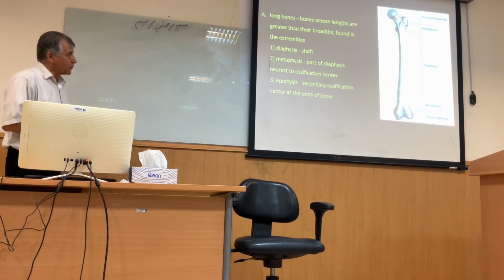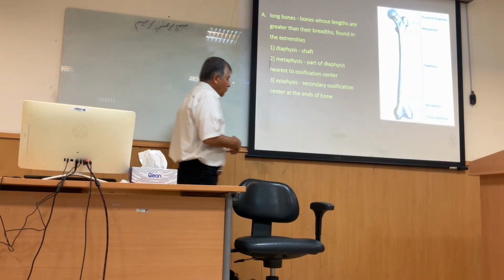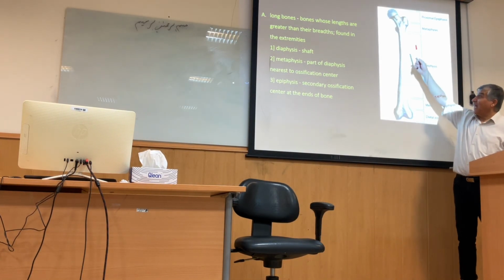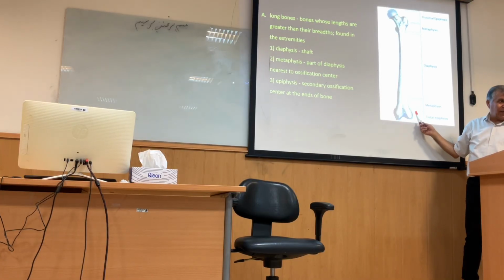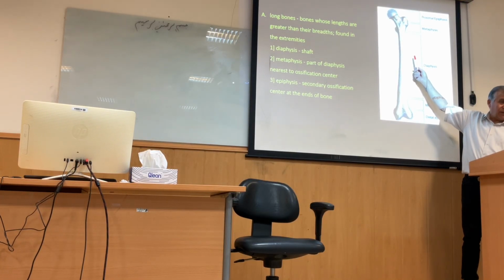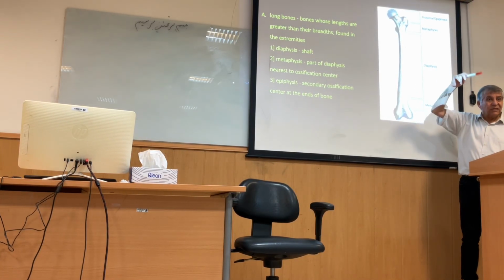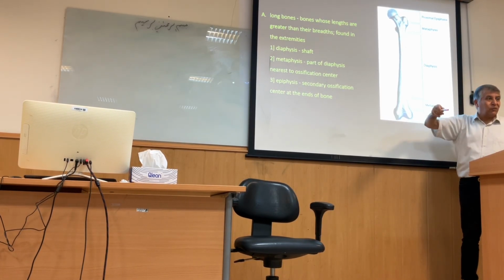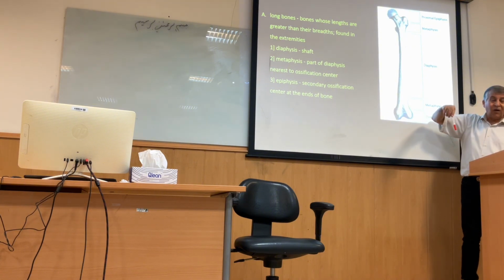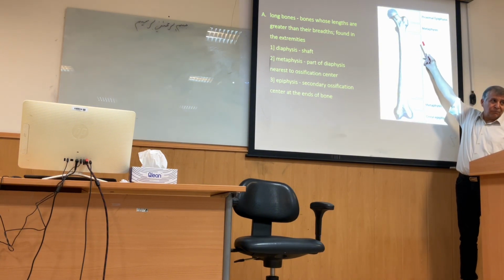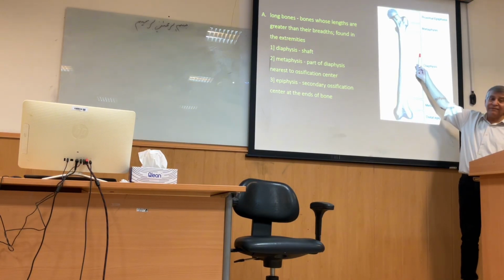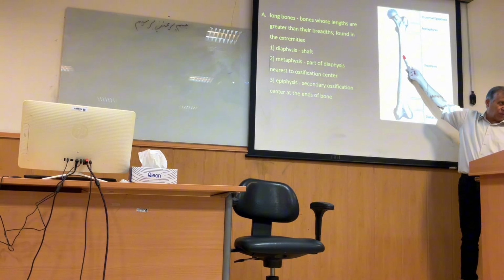In this figure, you can see a long bone has three parts: proximal end, distal end, and body. This terminology is used in live anatomy. But in the embryonic period they are called epiphysis, proximal epiphysis, distal epiphysis, and diaphysis. Okay?